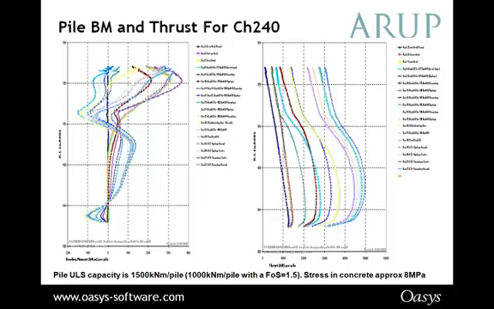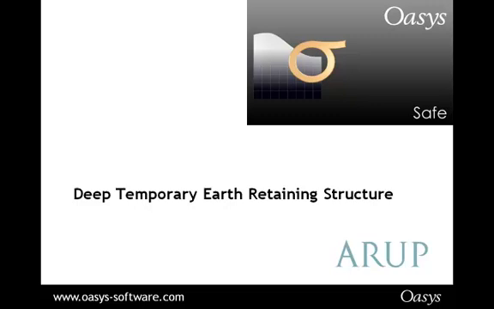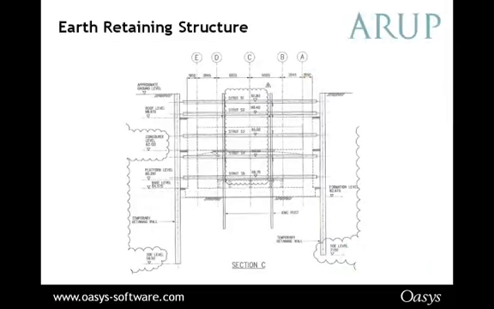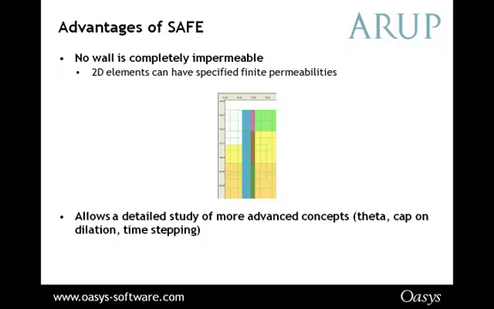So that neatly moves me on actually to our final case study, which is a project again within Arup where SAFE was used. And it's a deep temporary earth retaining structure. So here's just a cross-section of the structure. Seeing that it's a temporary structure, we didn't really do an undrained analysis, but we actually looked at a drained analysis with steady-state seepage and a time-dependent coupled consolidation analysis. And SAFE had the ability of letting us model both. So in that way, it was very useful for this kind of problem.